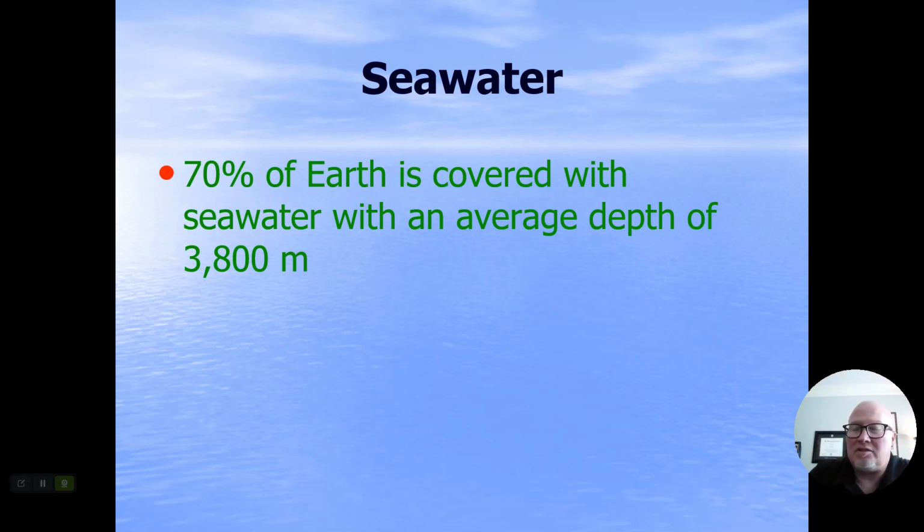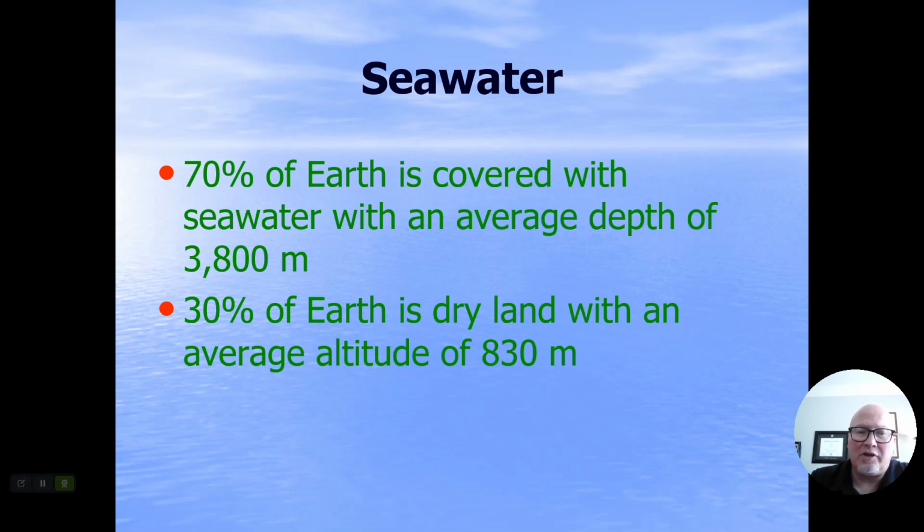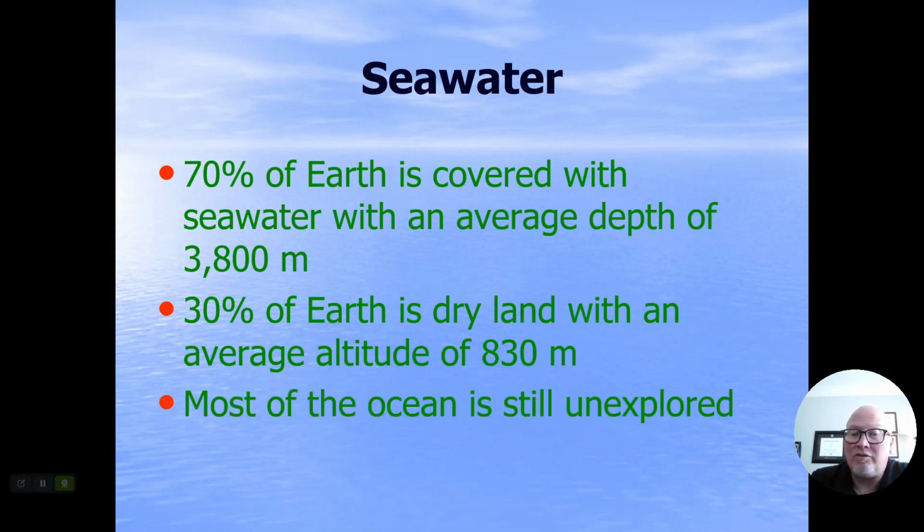Seawater. This is the salty part of our water, and 70% of the Earth is covered with seawater. Average depth is about 3,800 meters. Only about 30% of the Earth is dry land. Most of our ocean is still unexplored. We know more about the surface of the moon than we know about the bottom of the ocean. It's much easier to survive on the moon than it would be at the bottom of the ocean.